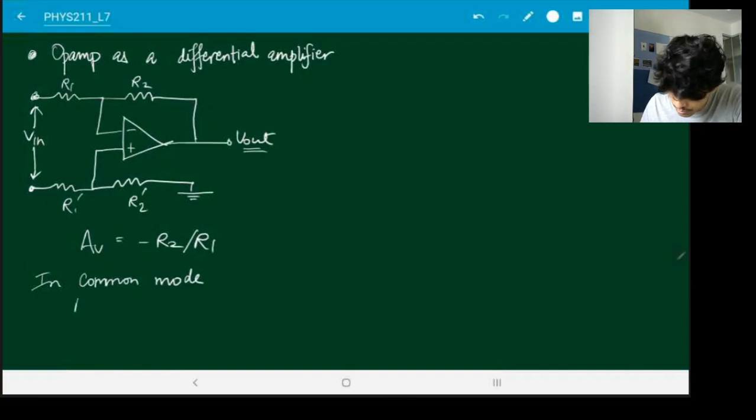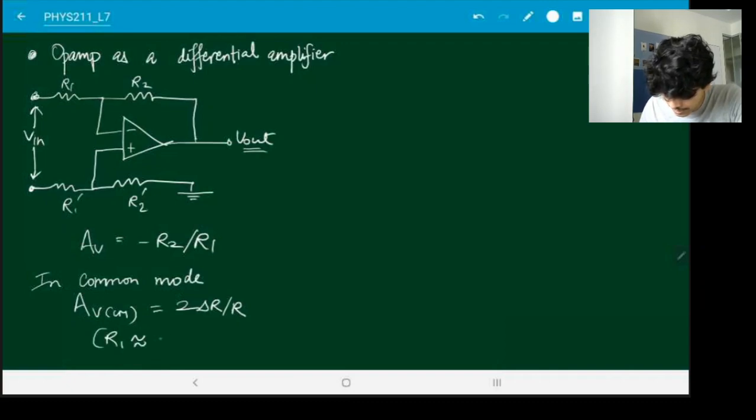So in common mode, the gain, so let's call it AV common mode, is given by twice delta R by R. So I'm assuming over here that R1 and R2 are approximately equal, and that approximate value is R. So what I mean by delta R is just the tolerance on the value of this resistance. So the resistance is not exactly known. There is some error in the value of the resistance. So that is what we mean by this quantity delta R.